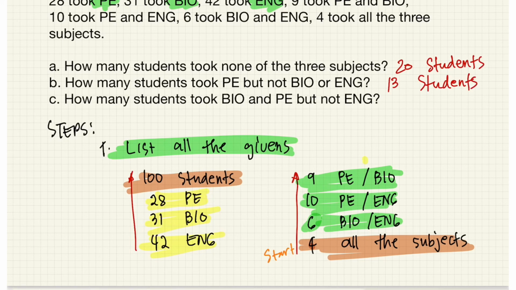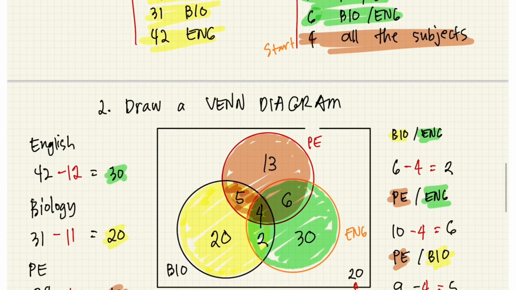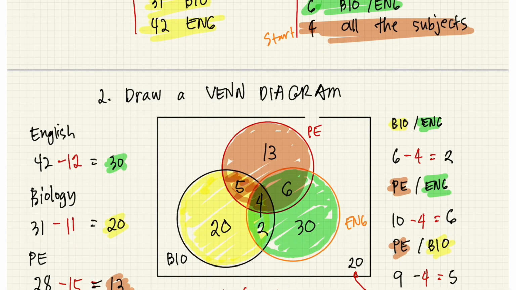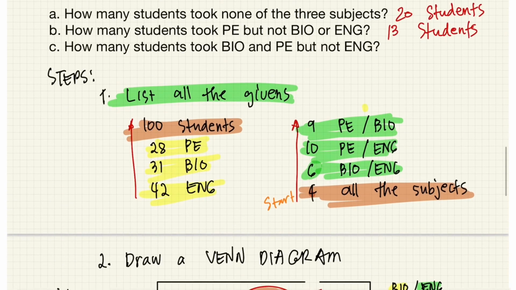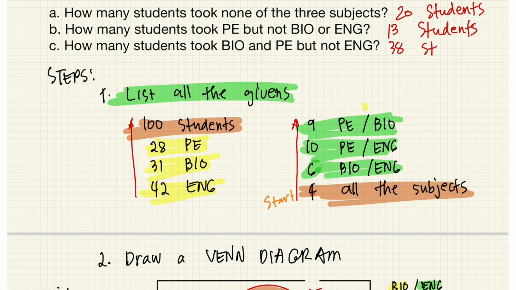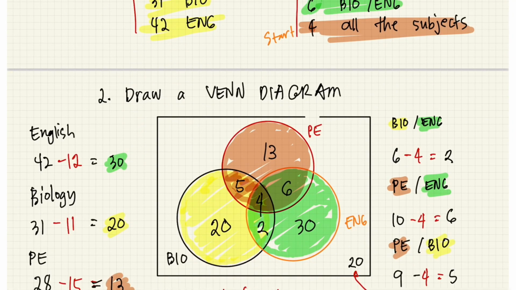Next, how many students took biology and PE but not English? Biology and PE only, but not English. So we exclude the one in the green area. So we have 20 plus 13 plus 5, which is equal to 38 students, because they are not studying English. So we exclude the one in the green circle and only add the yellow and the brown.